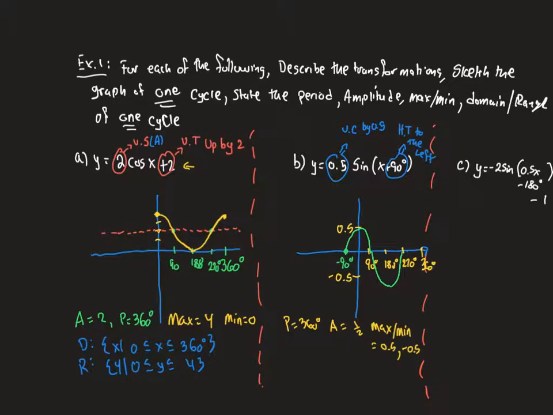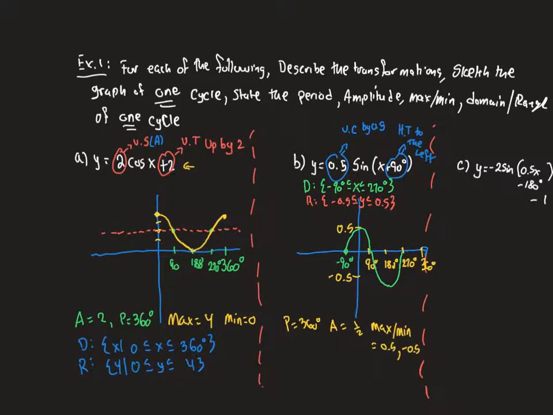Okay, domain and range. Well, the domain, remember you go from your smallest to your biggest, so negative 90 degrees to 270. And for the range, I went from negative 0.5 to 0.5. So that's it. Let's take a look at C.